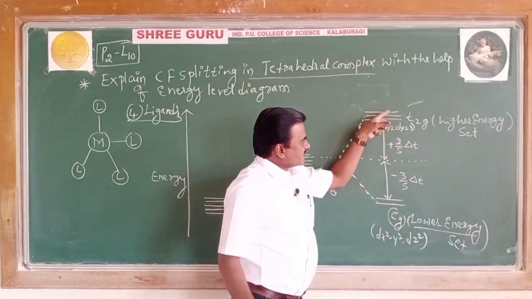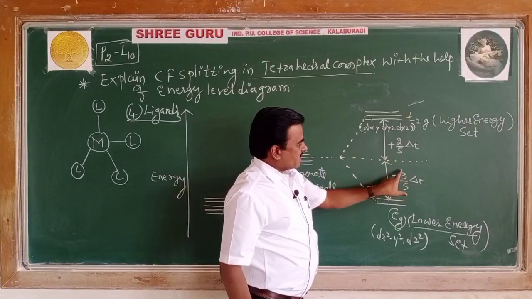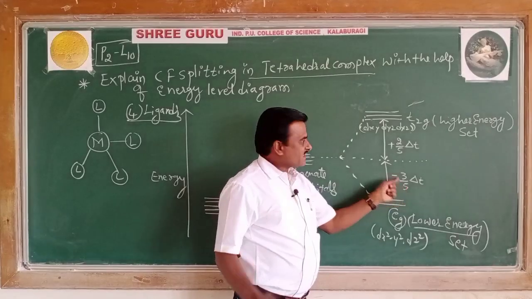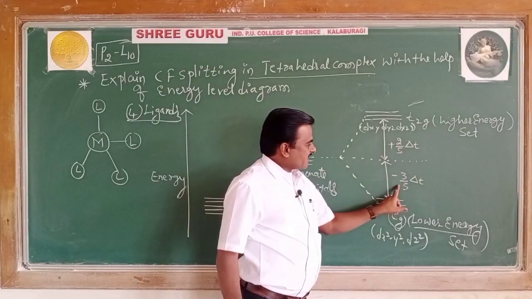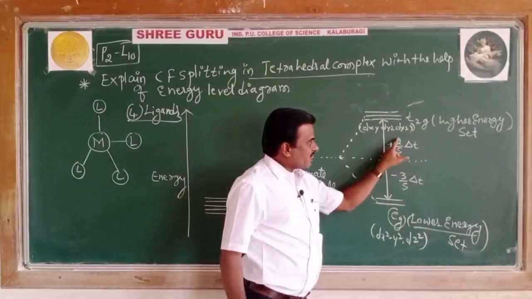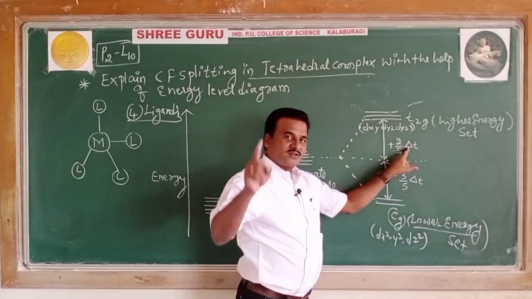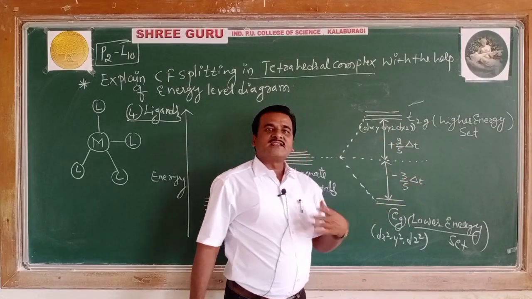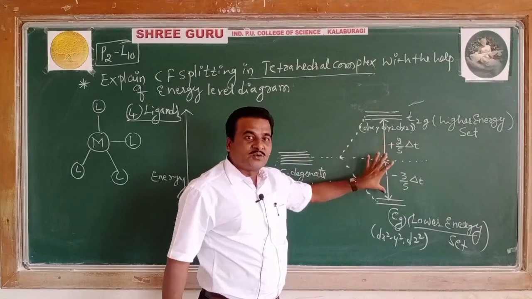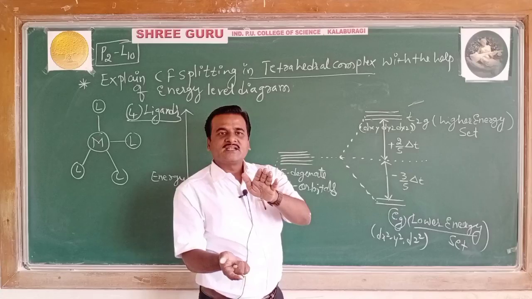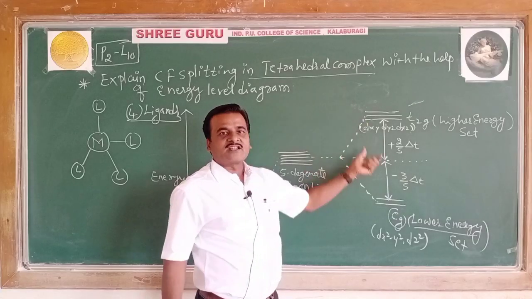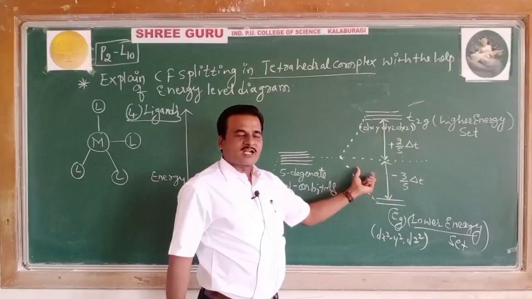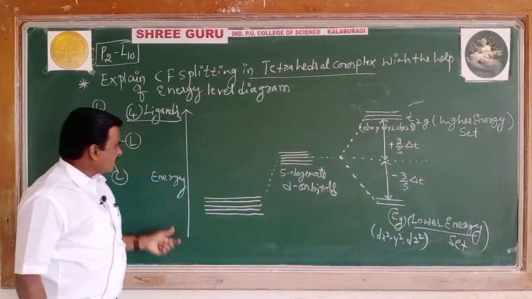So just recall what kind of splitting was noticed in the octahedral. There was a rise by 3 by 5 times, and a decrease in the energy by 2 by 5 times, minus 2 by 5 times of delta O in the octahedral, plus 3 by 5 times of delta O in the octahedral. Exactly quite inverse, a reverse of the octahedral splitting, is what is there in the tetrahedral splitting.